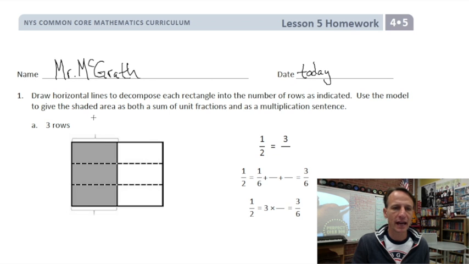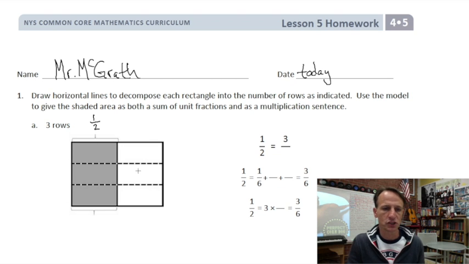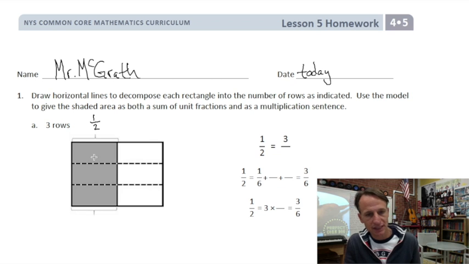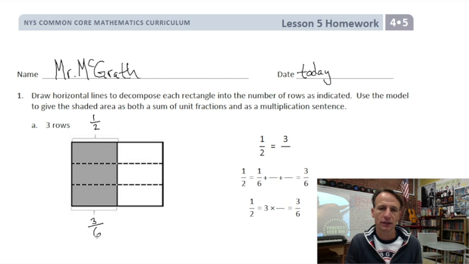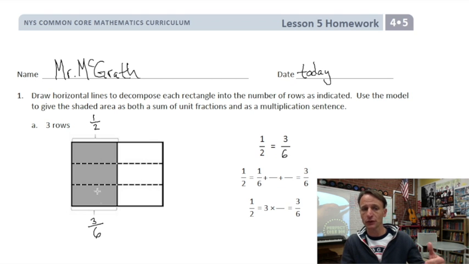So when we look at this, it's 1/2, right? This shaded area, when I just look at this, ignoring those dotted lines for a minute, 1 out of 2 is shaded in. But now when I take into account the partitioning into 3 rows, now it's 3 out of 6. So that is to tell me that, yes, 1/2 is equal to 3/6. Okay, and see how they're equal? There's no more cake here.